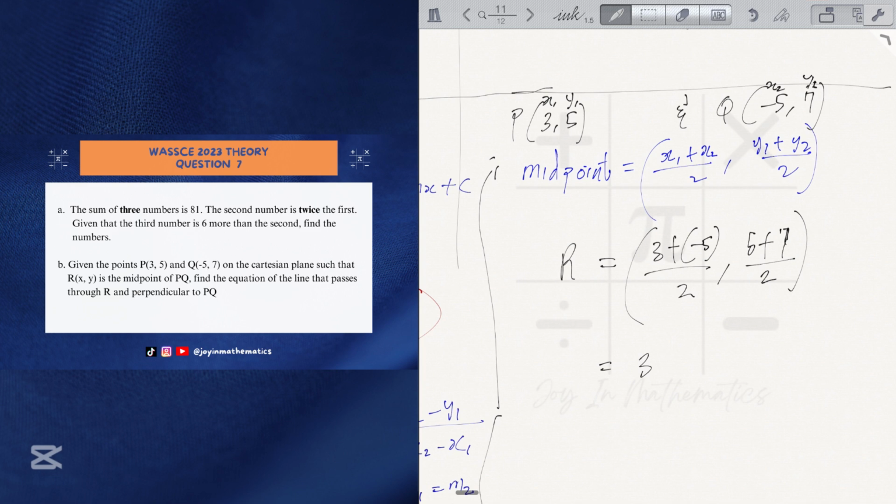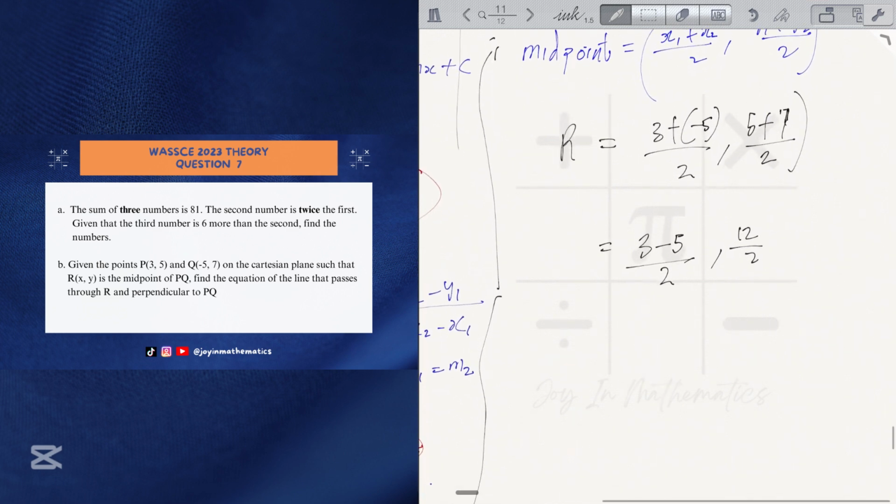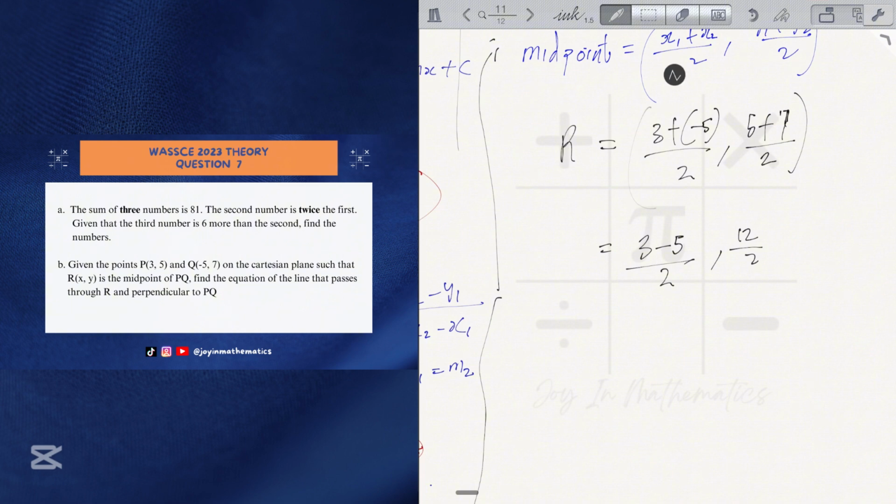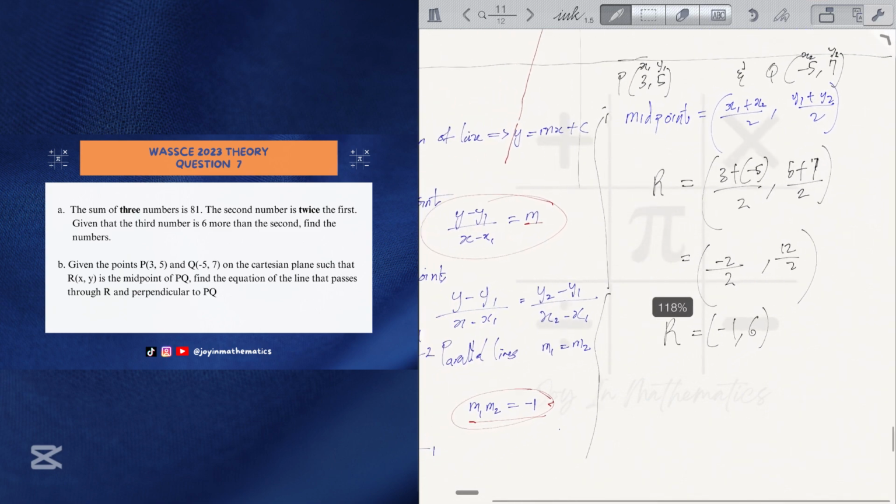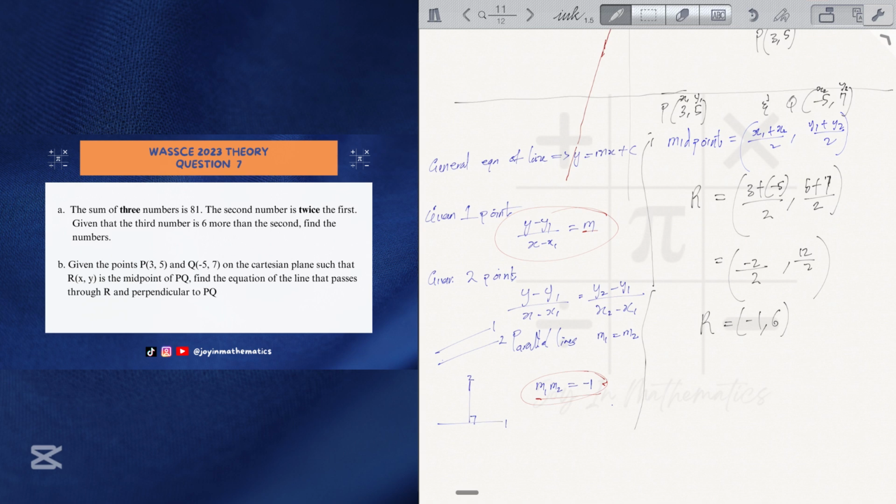And this will have 3 minus 5, divided by 2, and we'll have 12 divided by 2. 3 minus 5 is equivalent to minus 2, so I can just change this to minus 2, and we'll have minus 1, 6. So the point R is (minus 1, 6), which is the point we are going to use to evaluate the equation of the line.